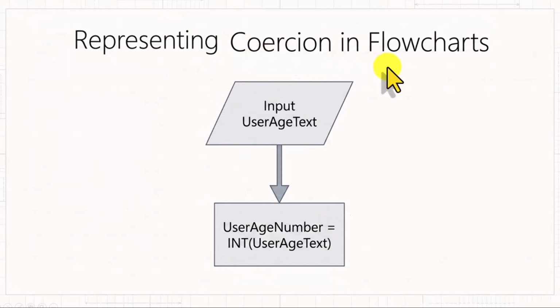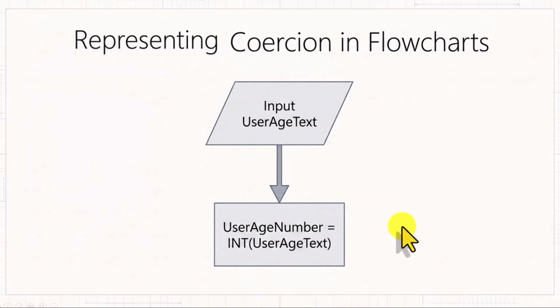And how should we represent coercion or typecasting in flowcharts? Simple. See here, input user age text. We have taken that, and that is input, a parallelogram. But after that, inside one rectangle, which is for process, we write something like this: user age number equals user age text int. This int means change user age text to integer, and then store it inside user age number. So that is how you represent coercion in flowcharts.